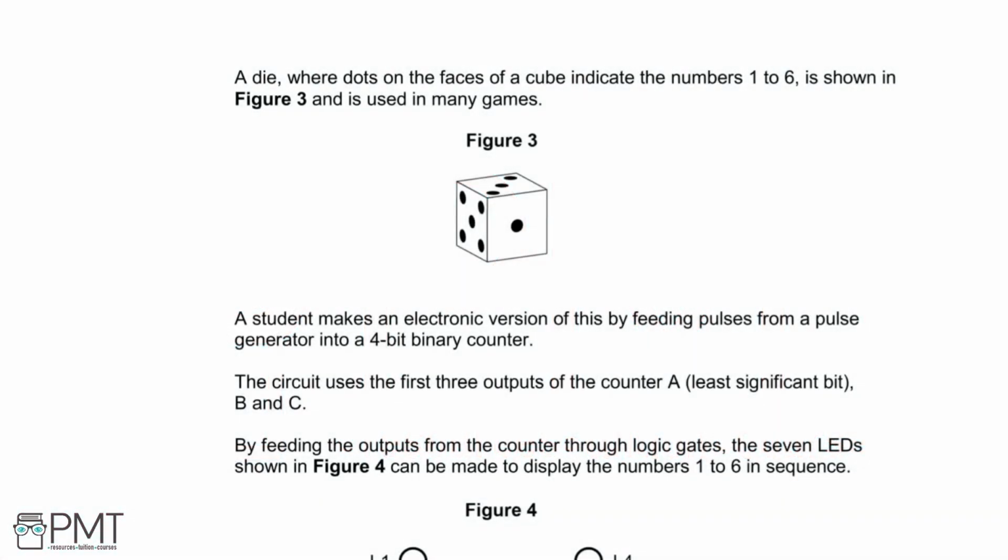A die where dots on the faces of a cube indicate the numbers 1 to 6 is shown in figure 3 and is used in many games. So figure 3 shows one of those dice. A student makes an electronic version of this by feeding pulses from a pulse generator into a 4-bit binary counter. The circuit uses the first 3 outputs of the counter A, the least significant bit, B and C. By feeding the outputs from the counter through logic gates, the 7 LEDs shown in figure 4 can be made to display the numbers 1 to 6 in sequence.